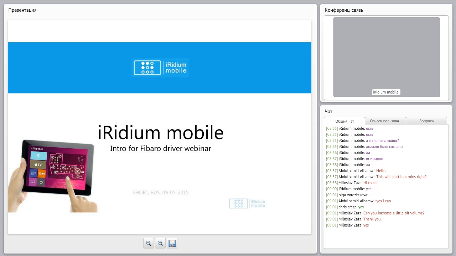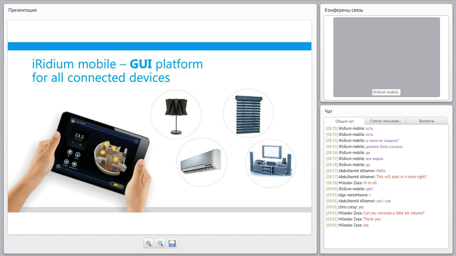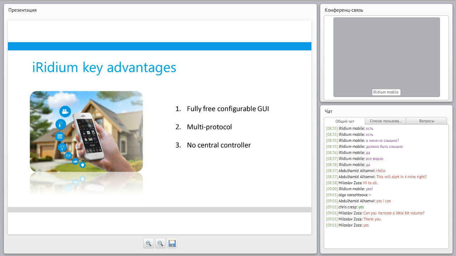So we are going to have a small introduction to iRidium Mobile in a few words. And after that, Sergey will join and show you the iRidium driver for Fibaro. So let me start. iRidium Mobile for Fibaro driver. This is an introduction. iRidium Mobile is a platform for graphical user interface connecting all automated devices. So this is what it is for.